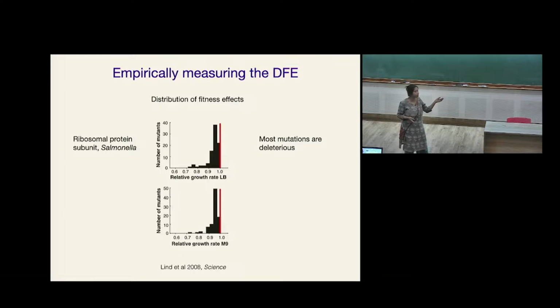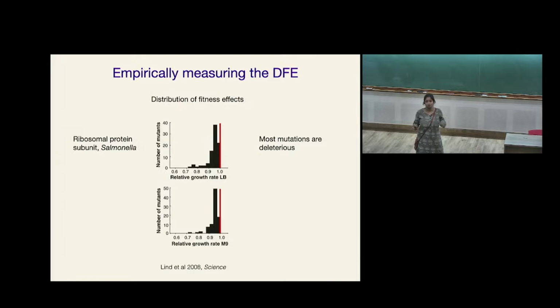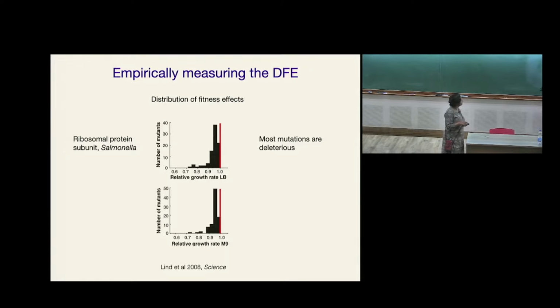This is bacteria where the mutation may have existed, but that bacterium was dead. And so you have no idea what you've missed. So the lethal mutations are missing. The DFE is truncated. What's interesting is that these are data for LB, these are data for M9.